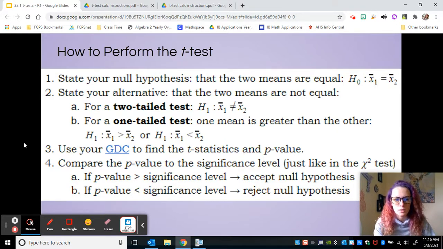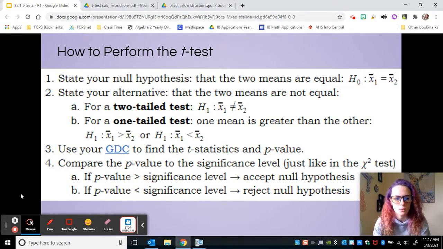Once you have your hypotheses set up, you'll use your graphing display calculator to find the t statistic and the p-value, or the t-value and the p-value. For exam purposes, we're only going to use the p-value to make our conclusion in step number 4. Well, we'll compare that p-value to the significance level, which again will be given to you in the problem. And it's just like our chi-squared tests, that if the p-value is greater than the significance level, we accept the null hypothesis, versus if it's less than the significance level, we'll reject it.